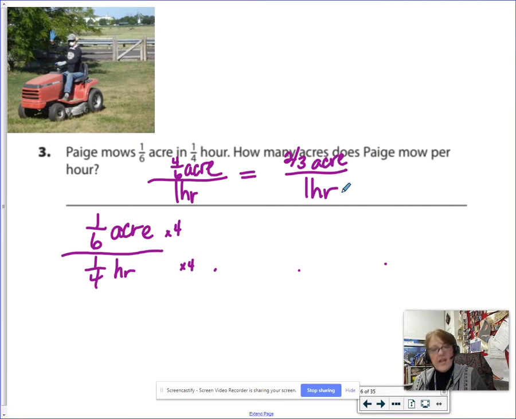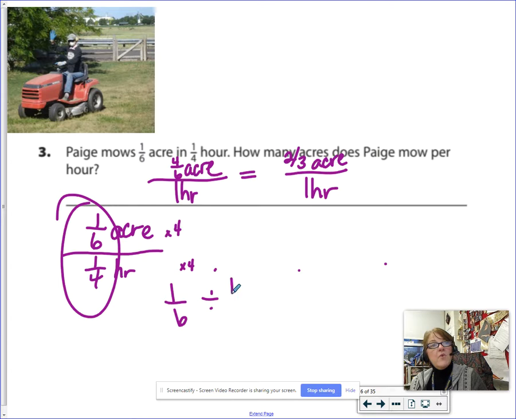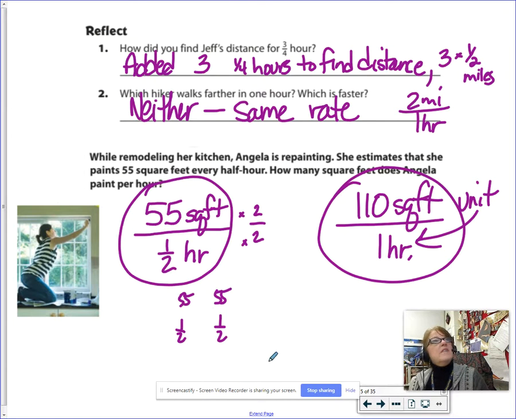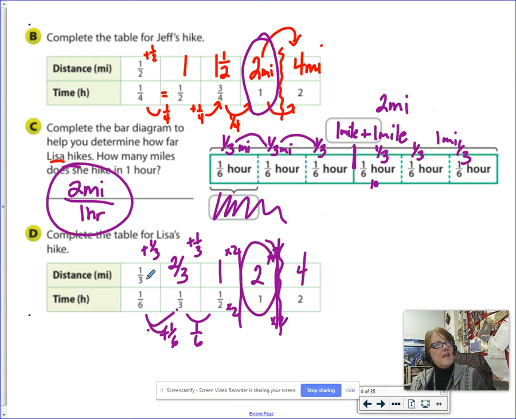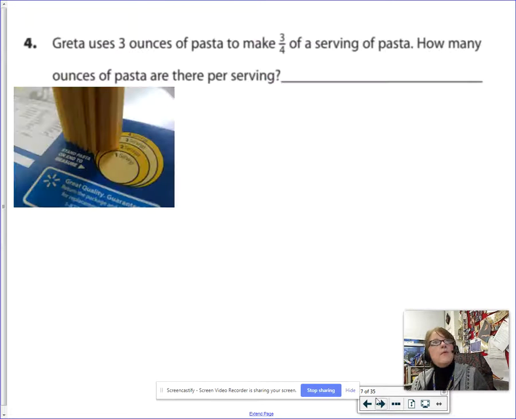When you just go ahead and divide these two right here, 1/6 divided by 1/4, you're going to get the value that goes in the numerator, okay? And now it's turned into a unit rate where your denominator's 1. If you hop back here and take 55 divided by 1/2, you will get exactly 110. When you go back here and take 1/3 divided by 1/6, you'll get 2. But what I need you to understand is that it's a unit rate with a denominator of 1. That's what these complex fractions are all about.